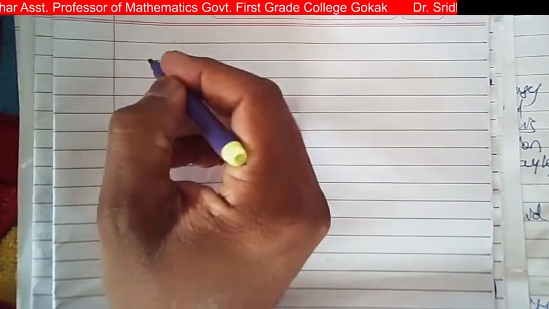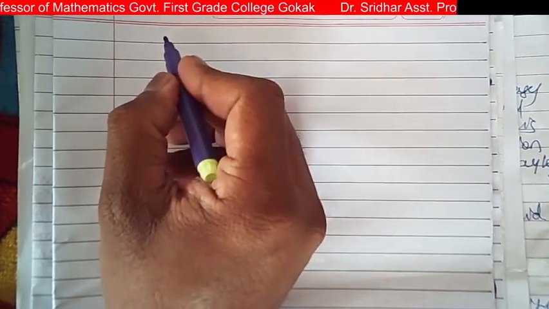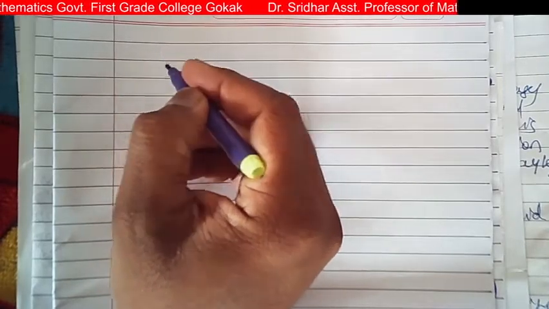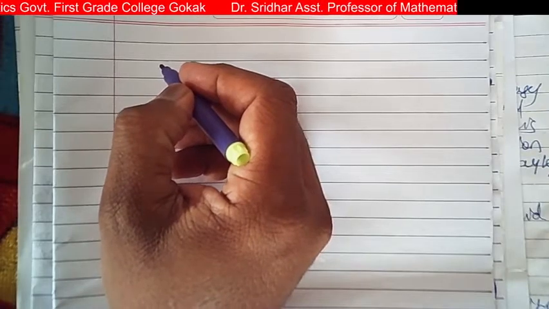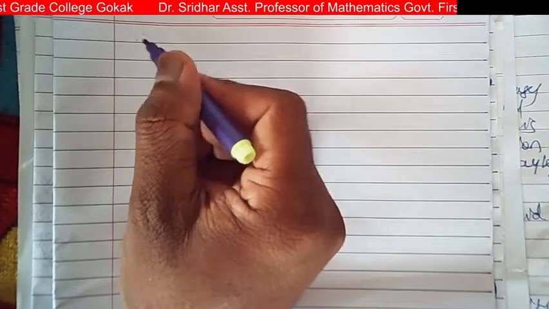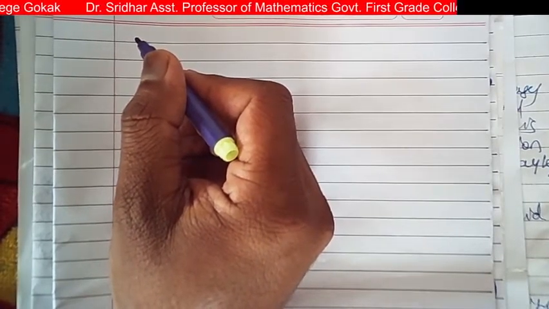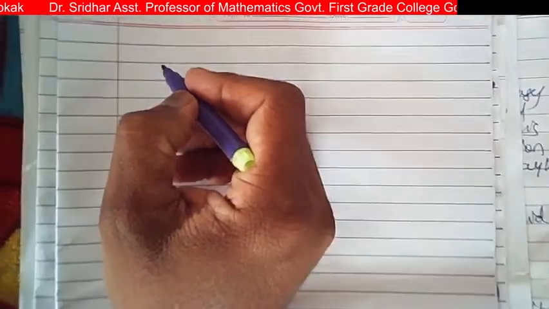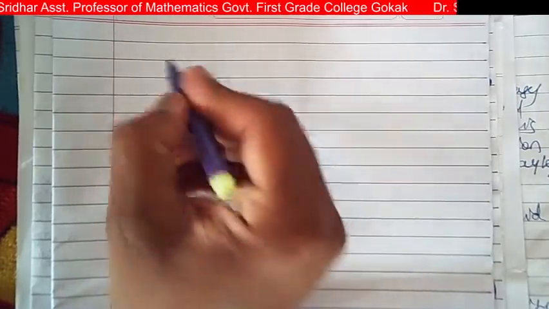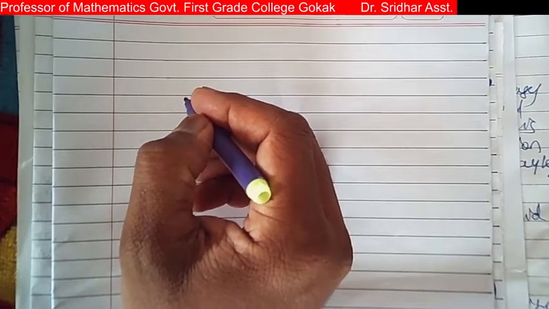Good afternoon, everybody. Today I derive the formula for radius of curvature in pedal form. In the last two classes, I derived radius of curvature in polar form, Cartesian form, and parametric form. So now today I derive radius of curvature in pedal form. For that, I consider a pedal equation of a curve.